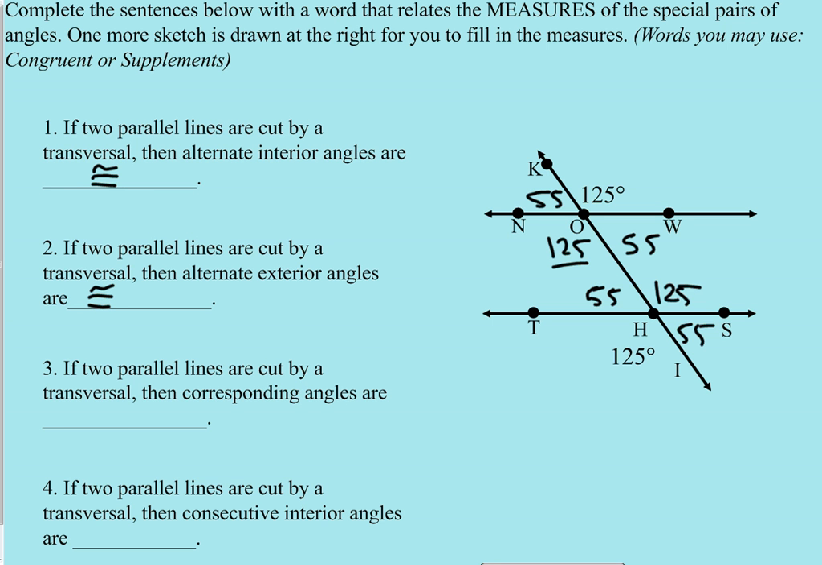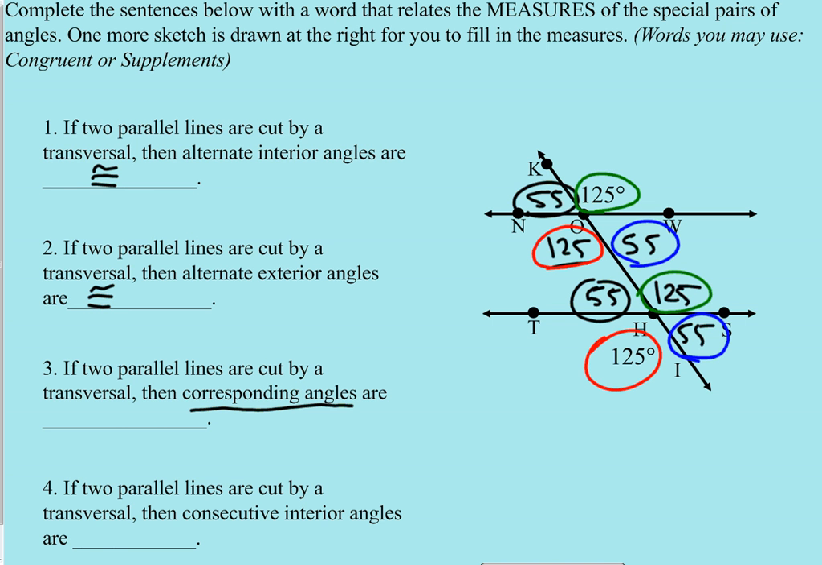Two parallel lines are cut by a transversal, then corresponding angles are angles in the same location, okay? So this 55 and this 55 are corresponding. This 125 and this 125 are corresponding. This 125 and this 125 are corresponding. This 55 and this 55 are corresponding. So looking there, what can I say about this one? Two parallel lines cut by a transversal, then corresponding angles are going to be congruent. And finally, two parallel lines cut by a transversal, then consecutive interiors are supplements.